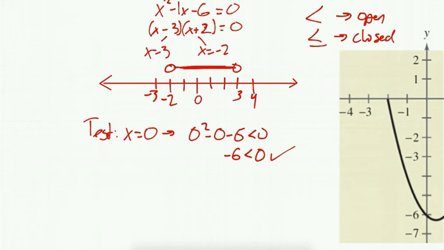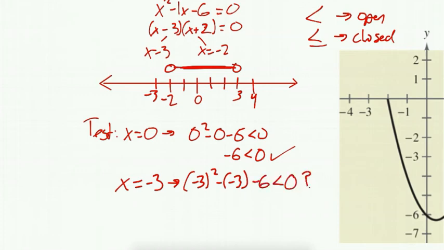Now we should check out the other side, so let's test one to the left. Let's do x equals negative 3, which when we plug that in, we get negative 3 squared minus negative 3 minus 6, checking to see if that's less than 0. Negative 3 squared is 9, minus negative 3 is really plus 3, minus 6. Well, 9 plus 3 minus 6 gives us 6. Is 6 less than 0? No. So that means we don't have any solutions in this area.